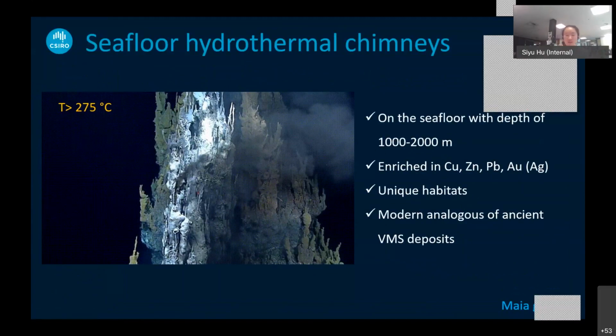Hello, everyone. Thanks to Mark and Sam for the good introduction about the Maia mapper and the beautiful images from the samples. And now welcome to the deep sea world.